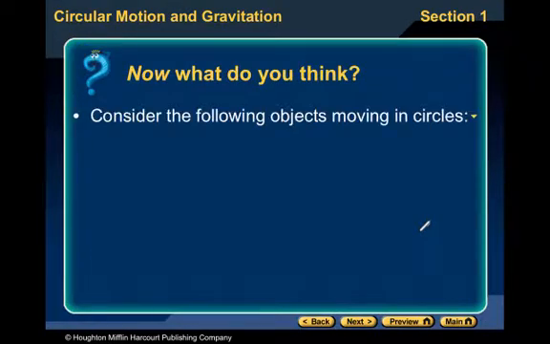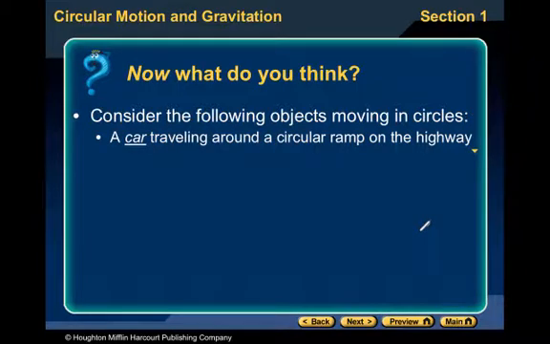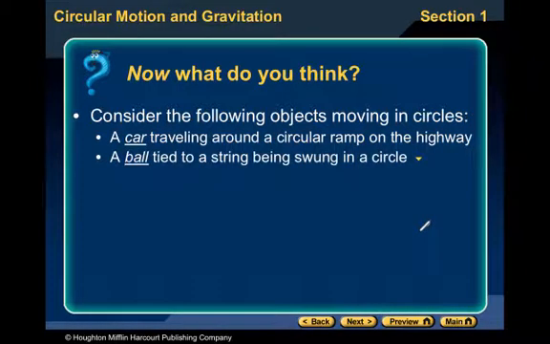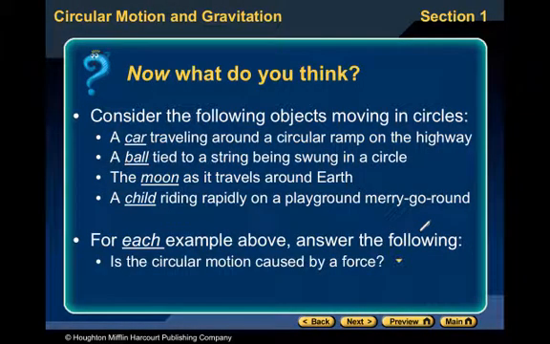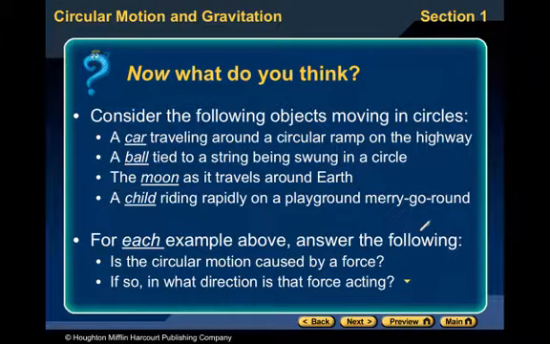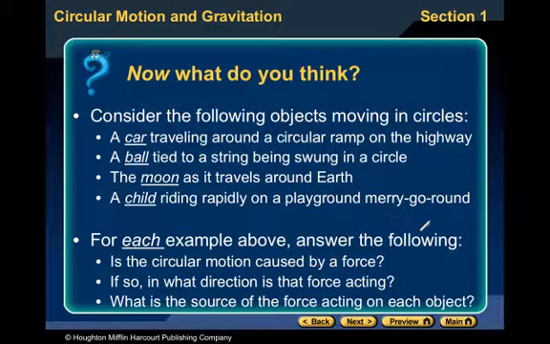So now what do you think? Consider the objects in the circle again: the car traveling around a circular ramp, the ball tied to a string, the moon, and a child riding on the merry-go-round. Is the circular motion caused by a force? If so, what direction is that force, and what's the source? So yes, there is a force. It's the centripetal force. That force is always towards the center of the circle.